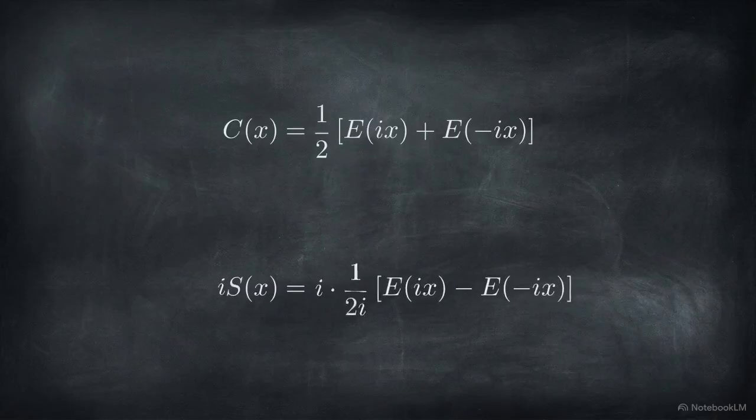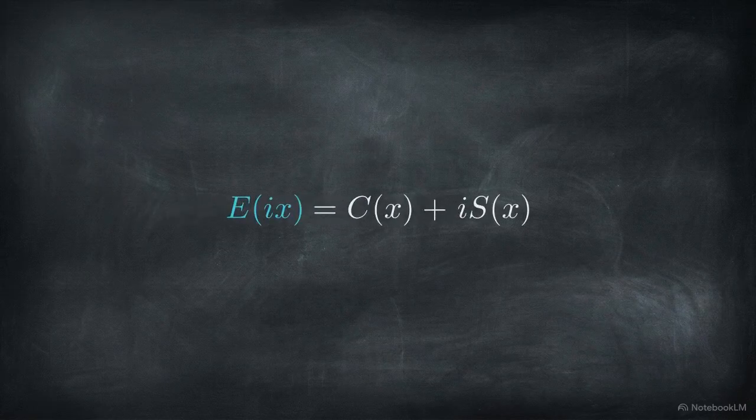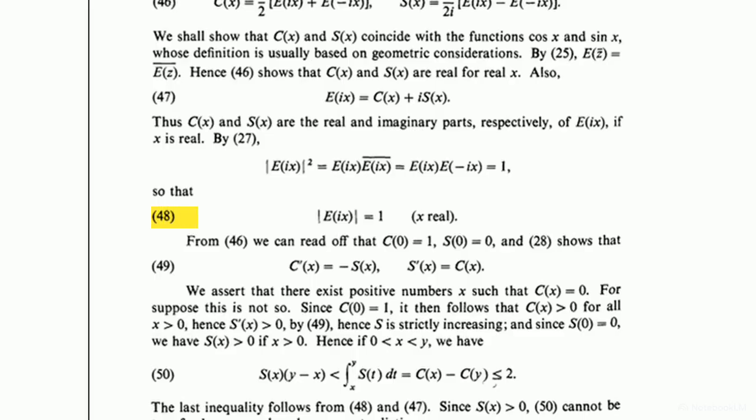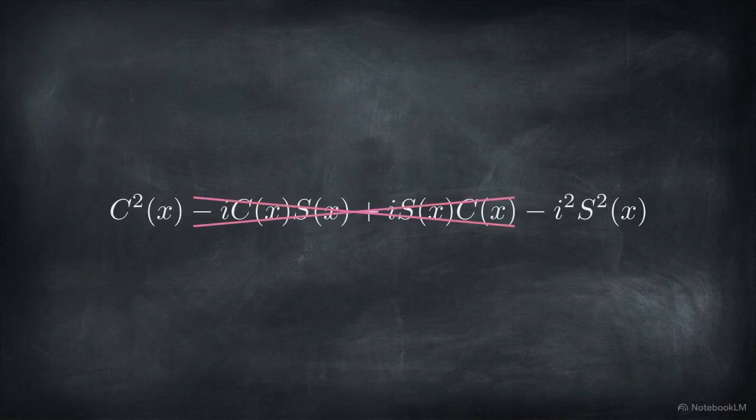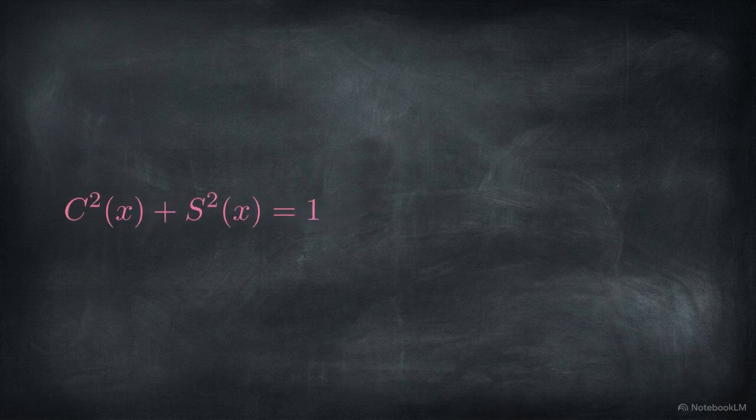If we rearrange those initial definitions, Euler's formula natively falls out of the algebra. This yields a critical theorem. The absolute value of e of ix is exactly 1 for any real number x. The proof is straightforward algebra. Multiplying e to the ix by its complex conjugate collapses the series into c squared plus s squared equals 1.